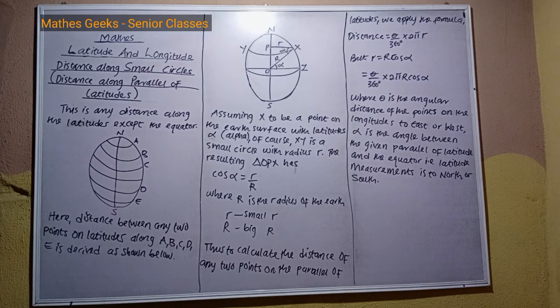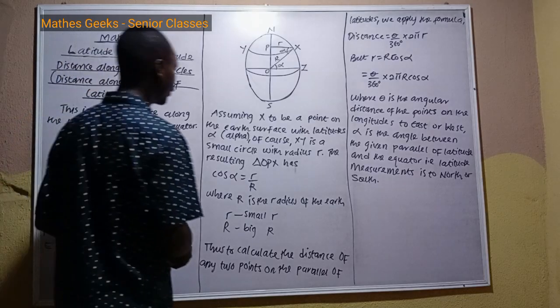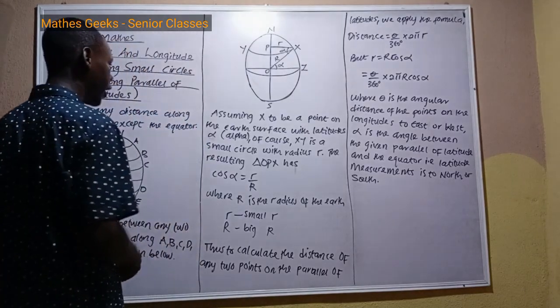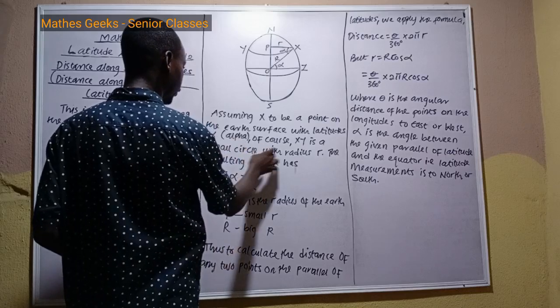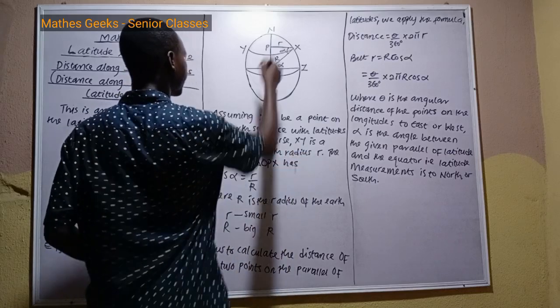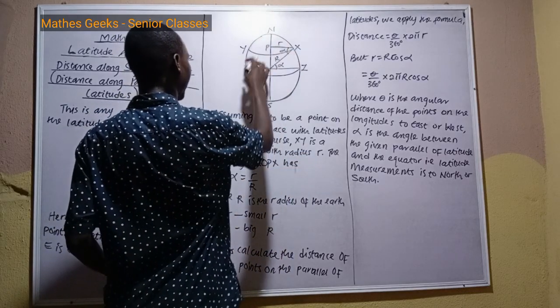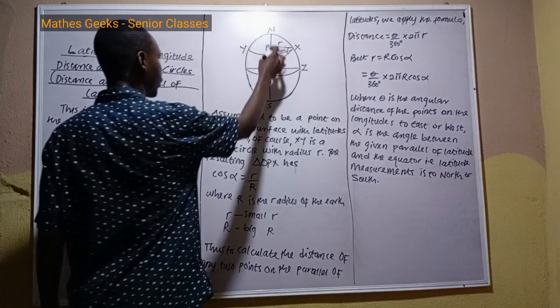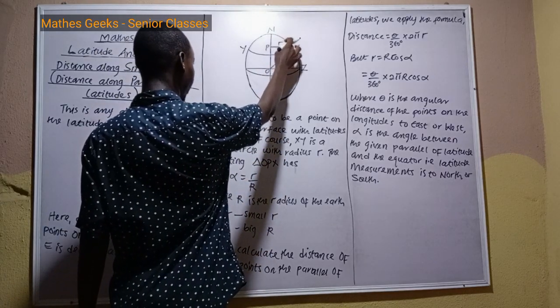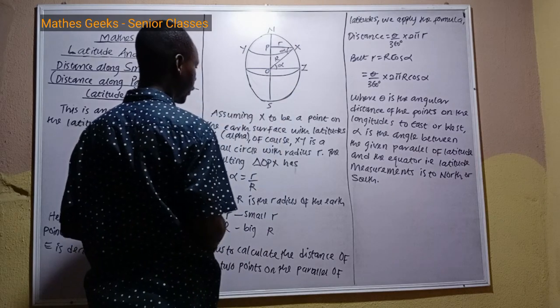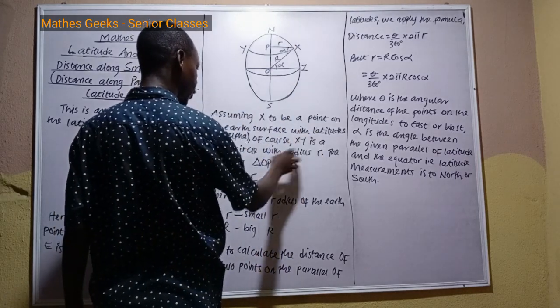So, assuming X to be a point on the Earth's surface with latitude alpha, of course, XY is a small circle with radius r. So this is a small circle which is parallel to the equator. The radius of this small circle is r, small letter r.